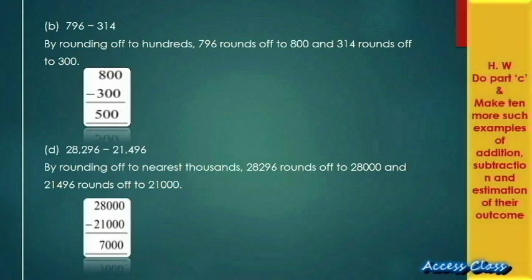Now see your homework. Do part C and make 10 more such examples of addition and subtraction and estimate their outcomes. This is the first homework. In further questions I'm going to give you some more homework. You notice it.